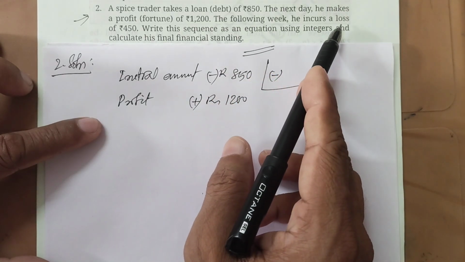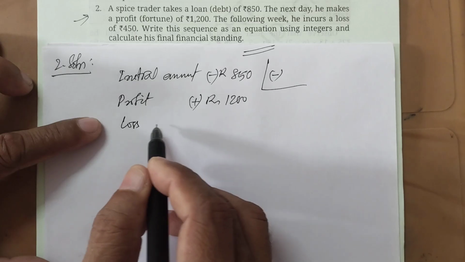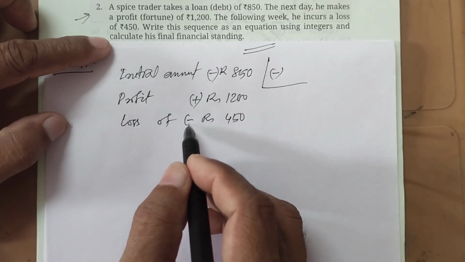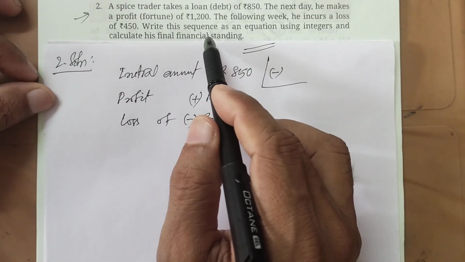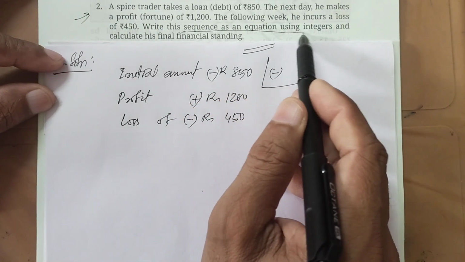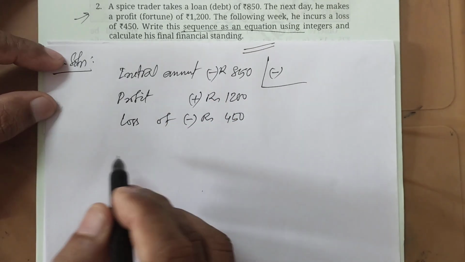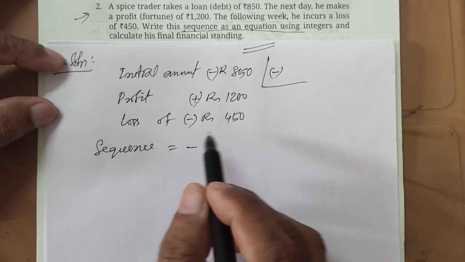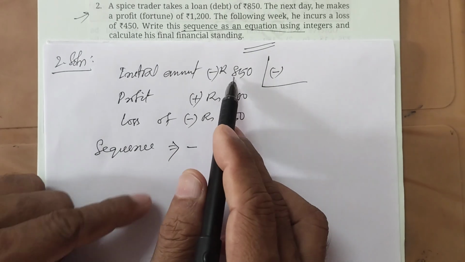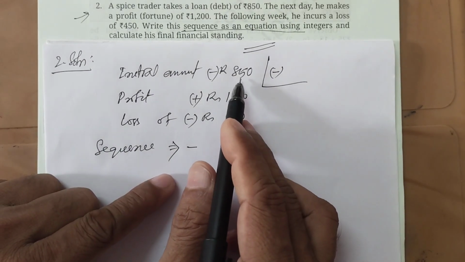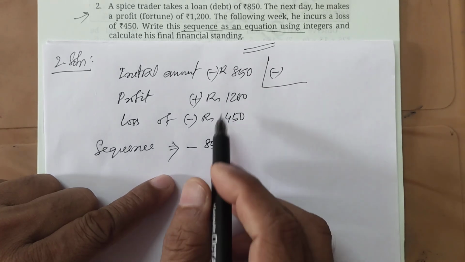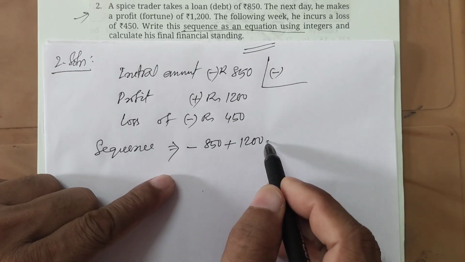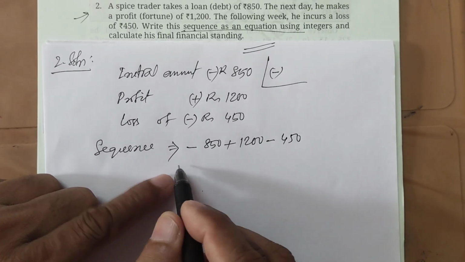And then again he suffers a loss. Next time again he suffers a loss of rupees 450. So loss, so it will again be negative. And the question is to write the sequence of numbers. Then what will be the sequence? At first, initial amount he had a debt of rupees 850, that is negative. Then he made a profit, that is positive 1200, and again he suffered a loss, that is 450, negative.